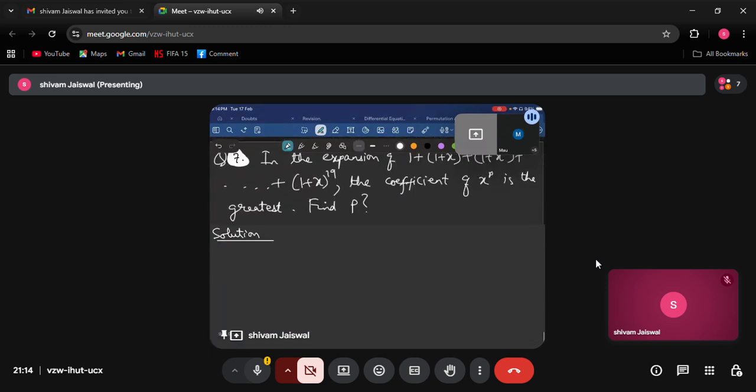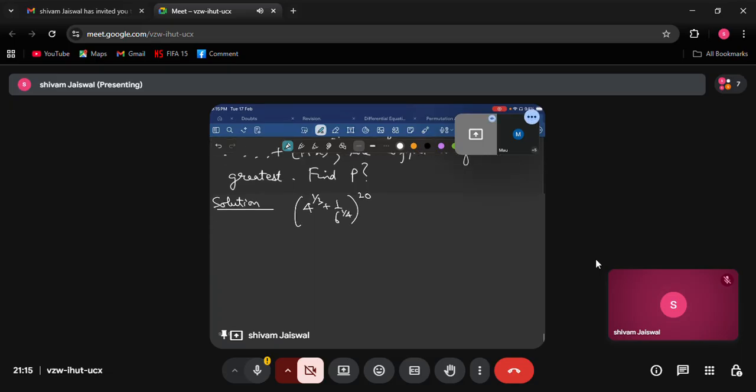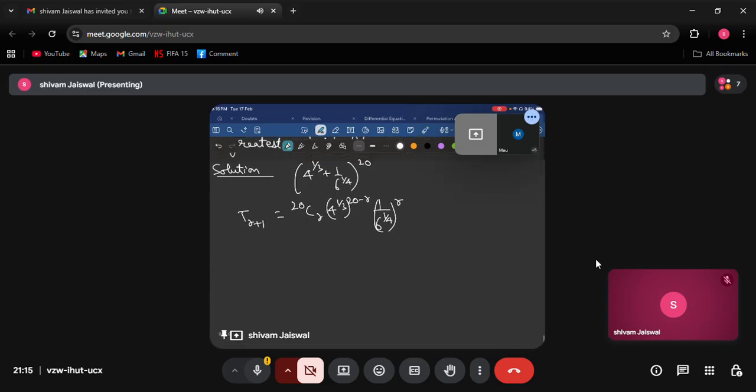4 to the power 1/3 plus (1/6)^(1/4), whole to the power 20. So over here, what is T_(r+1)? T_(r+1) is equal to 20Cr into (4^(1/3))^(20−r) times ((1/6)^(1/4))^r.